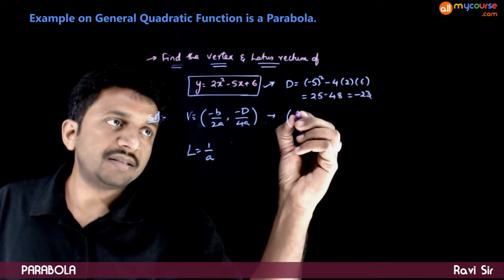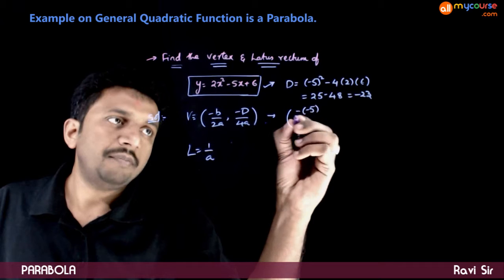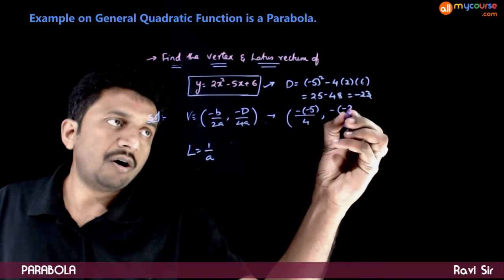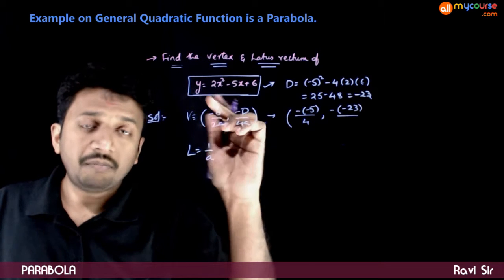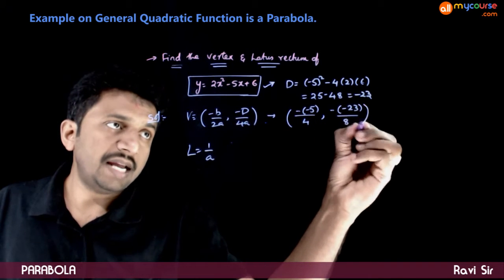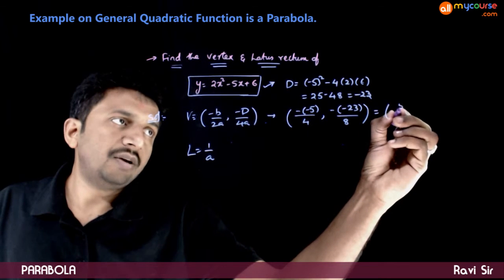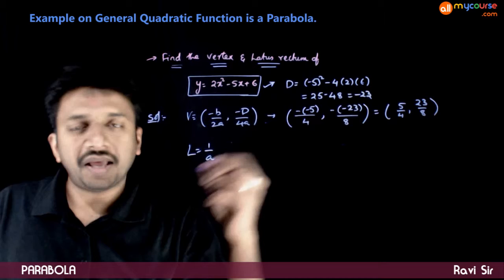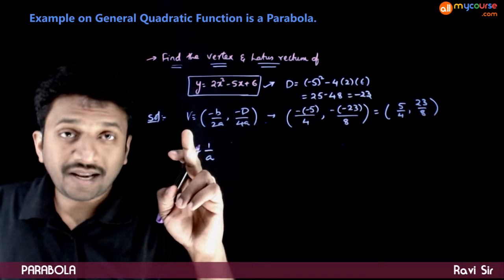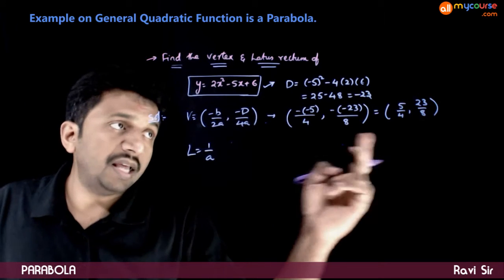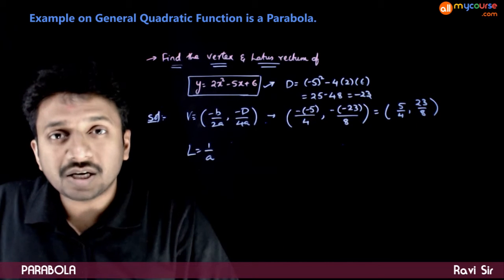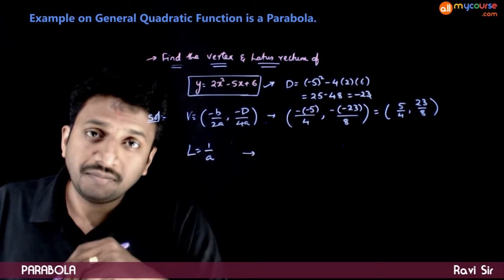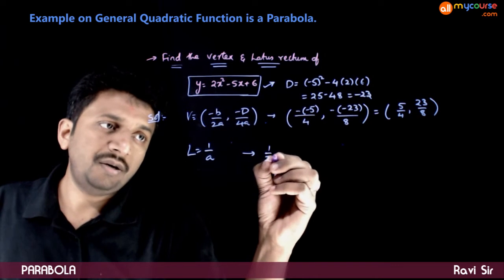So the vertex is minus of b by 2a, which is 5 by 4, comma minus of d by 4 times a, which is 23 by 8. So the vertex of this parabola is 5 by 4 comma 23 by 8. And what is the latus rectum? It's directly 1 by 2.